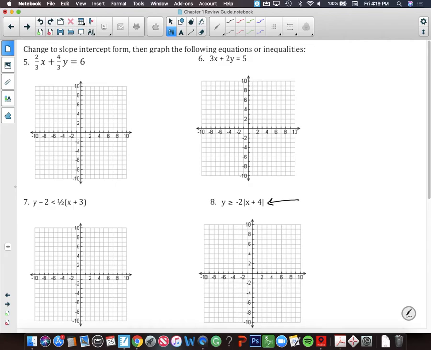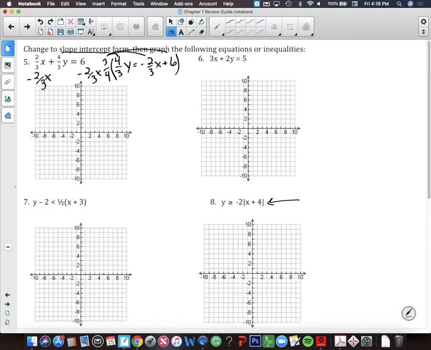So, number 5, we want to change the slope-intercept form. So, that's y equals mx plus b. So, we have to solve for y. So, let's move the 2/3 x over. So, then we have 4/3 y equals negative 2/3 x plus 6. Now we got to get rid of that 4/3. So we want to multiply both sides by its reciprocal. So we can take everything times 3/4. Okay, take each of these times 3/4.